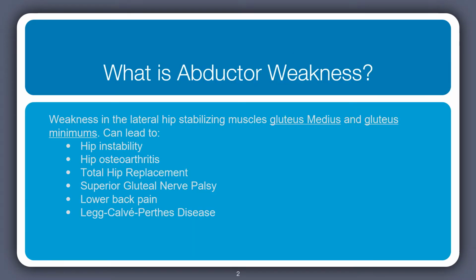So the abductor is located on the lateral hip, and it's composed of 2 muscles primarily, which are the glute medius and the glute minimus. The IT band also gets involved here. And when those muscles aren't strong, it can lead to a lot of different types of conditions. But the biggest one of concern is low back pain.